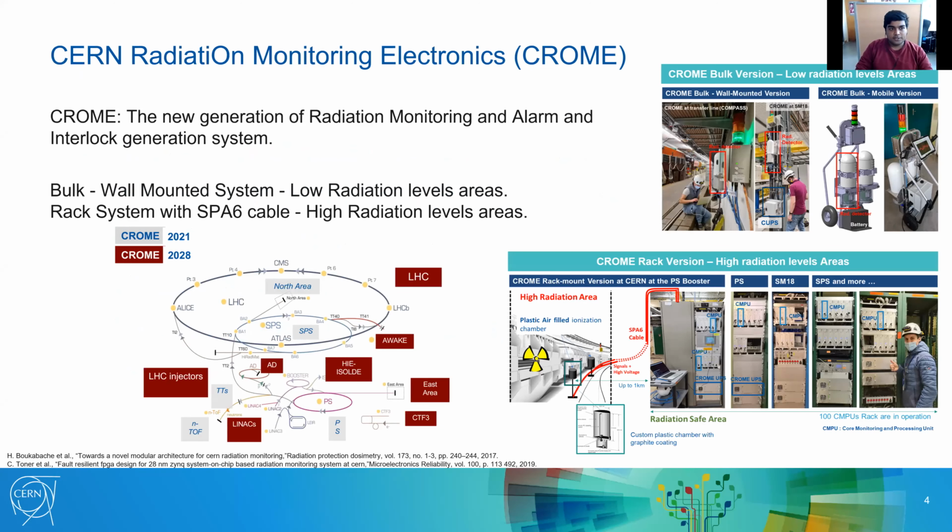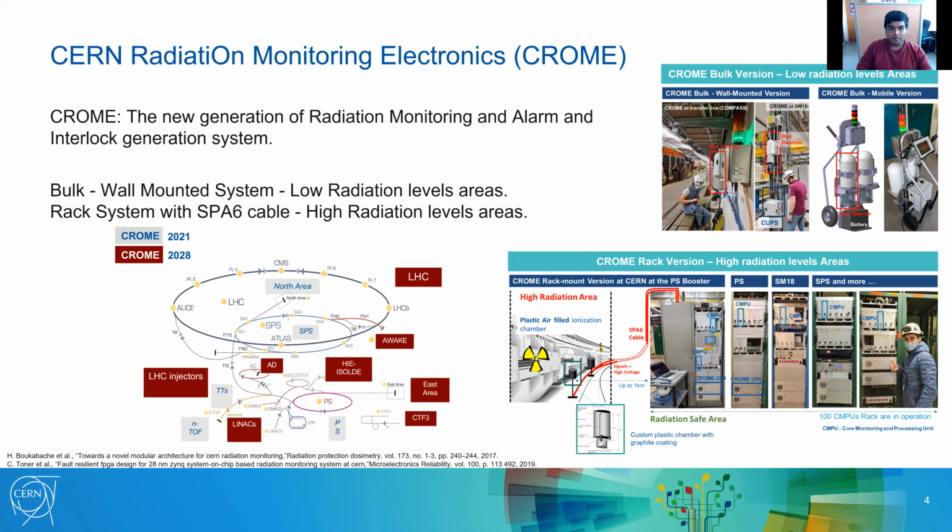The CERN radiation monitoring electronics, abbreviated CHROME, is the new generation of radiation monitoring systems and alarm and interlock generation systems deployed. As you can see from the map on the bottom, the first installation has been carried out for Run 3 of the LHC, and in the next step in 2028, the consolidation of the RAMSES monitoring electronics will happen for the next run.